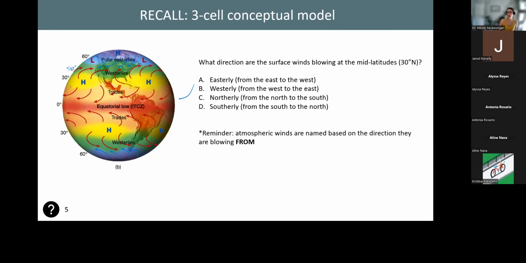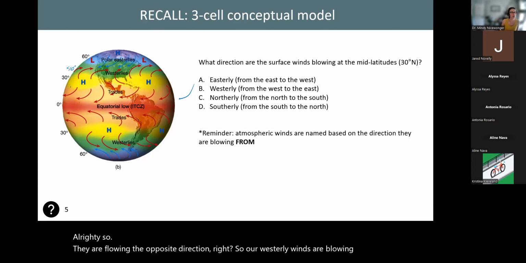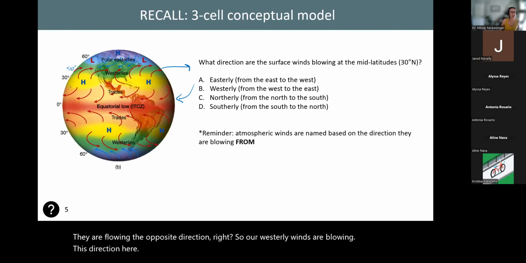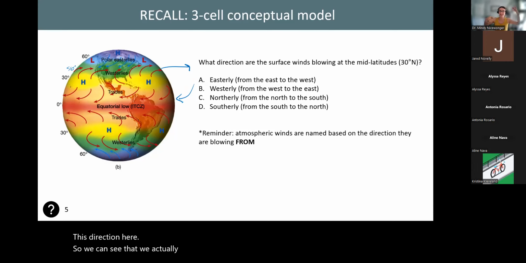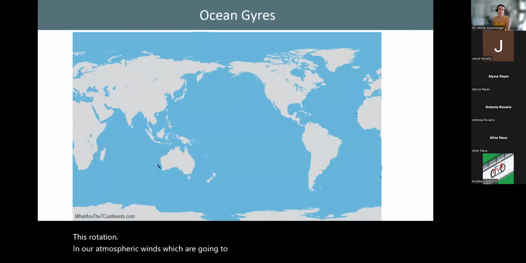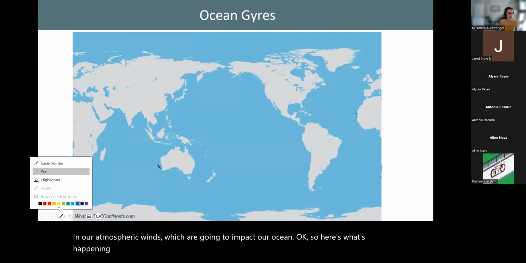Alrighty. So they are flowing the opposite direction, right? So our westerly winds are blowing this direction here. So we can see that we actually get this rotation in our atmospheric winds, which are going to impact our ocean. Okay, so here's what's happening. I'm going to draw this out for you so you can visualize the actual effect.